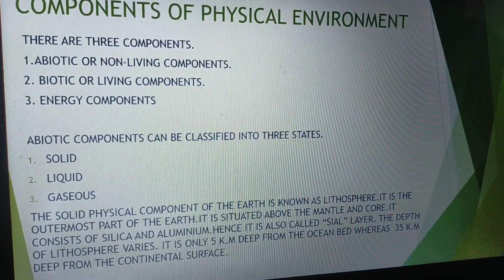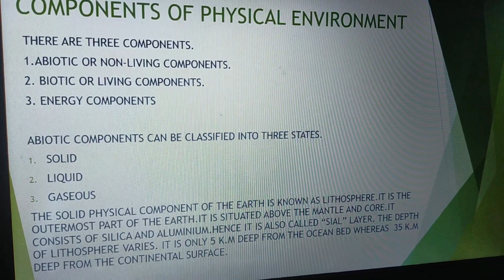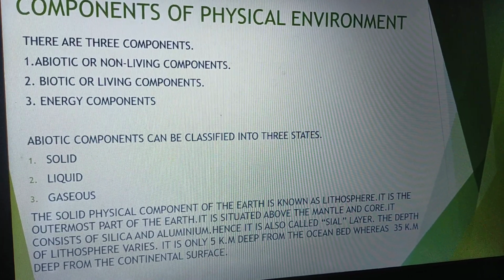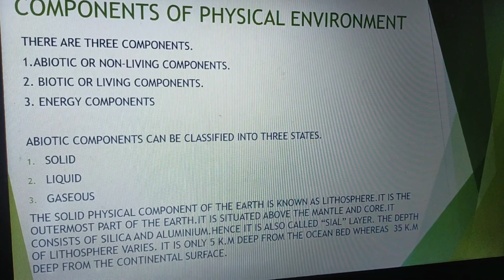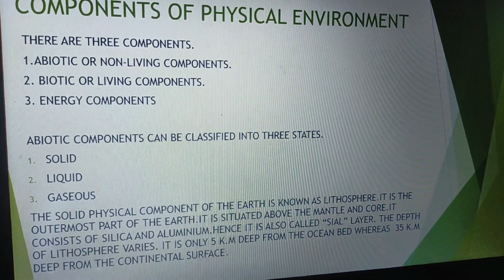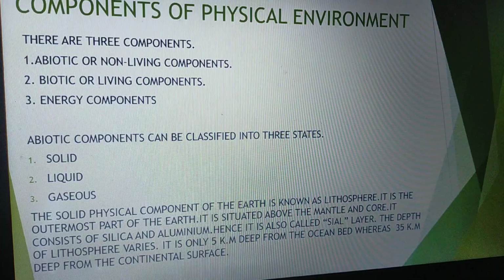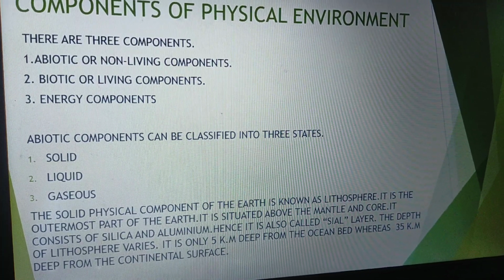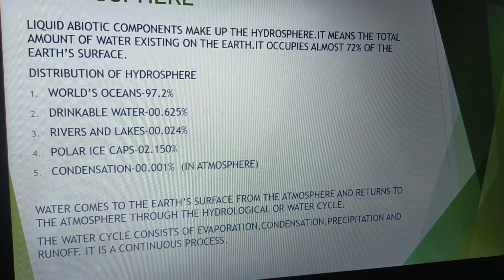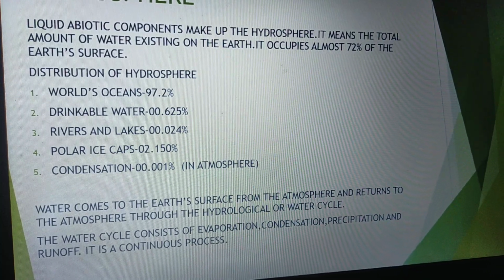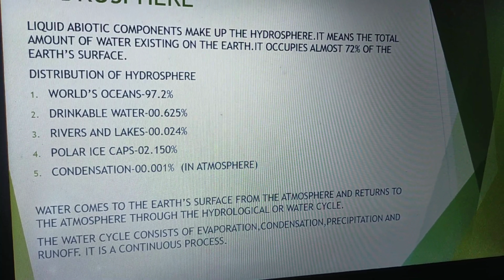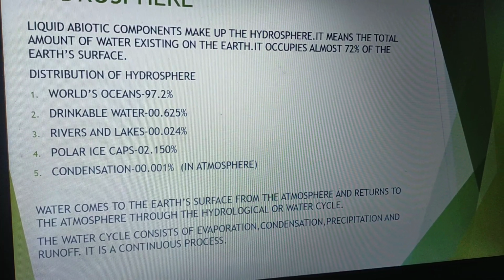The depth of the lithosphere varies. From the ocean bed, it is only 5 kilometers deep, whereas it is about 35 kilometers deep from the continental surface. So this is the lithosphere, the solid physical component of the earth. Next comes the hydrosphere, which is the liquid abiotic component of the earth.